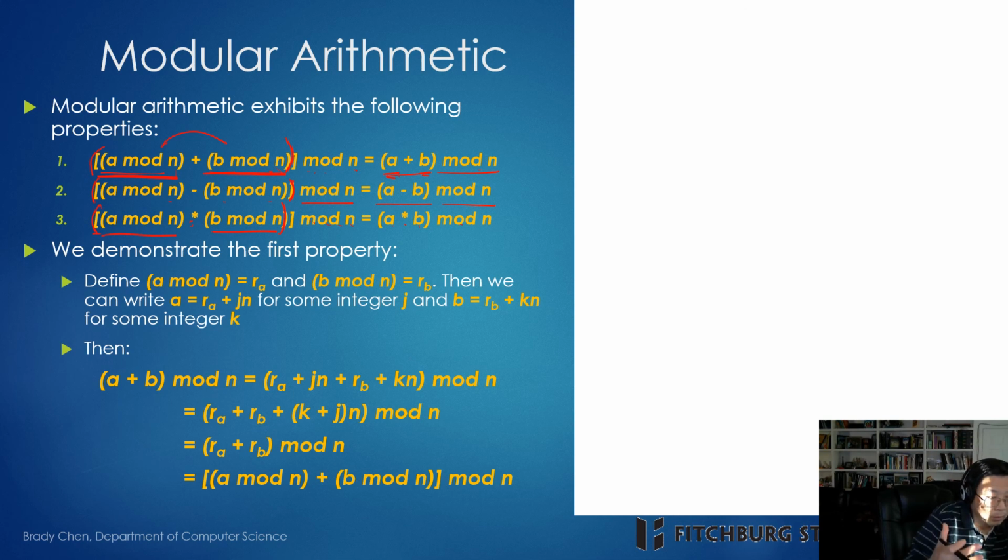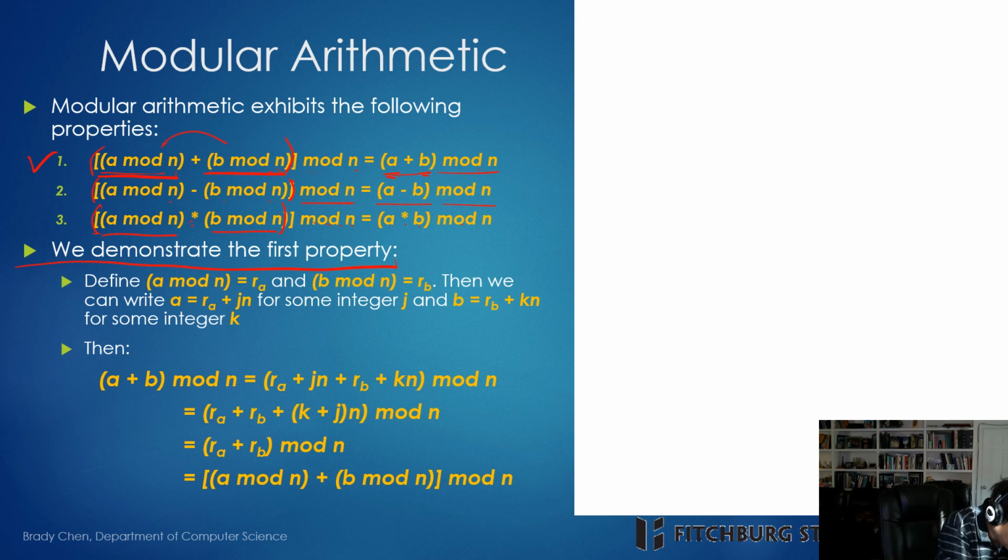Now, what's the significance of these properties? You will realize that these are very, very important properties. We'll see why. Now, to prove this is relatively simple. Let's prove the first one. Let's demonstrate the first property.